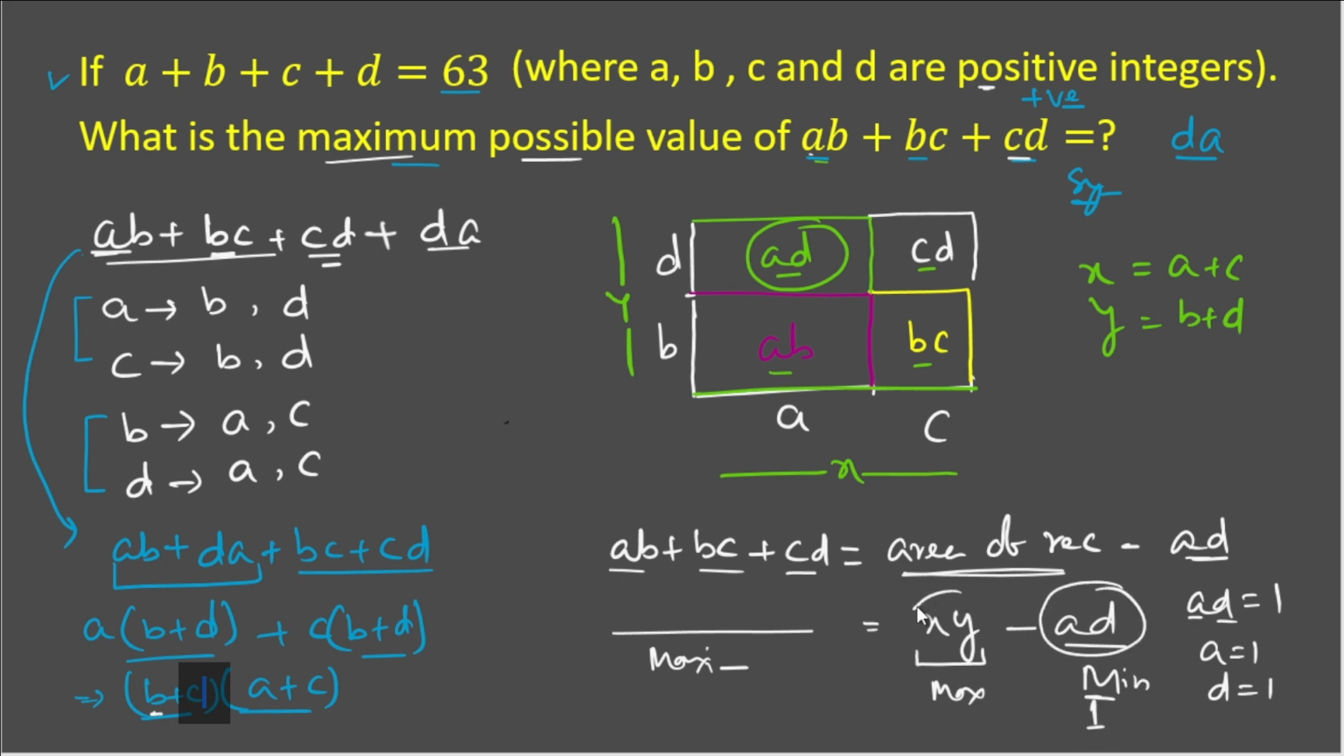Now we have calculated the value of AD, that is 1. Now we have to calculate the maximum value of x and y. Here in the question they have mentioned A plus B plus C plus D is 63, and here we have A and C as x, and B and D as y, so x plus y is equal to 63. In the next step we'll calculate the maximum value of xy. For that we'll use the AM and GM method, so we'll use it on the next page.